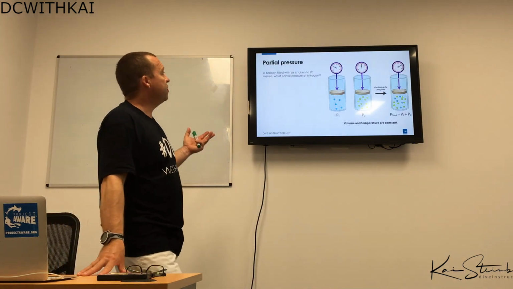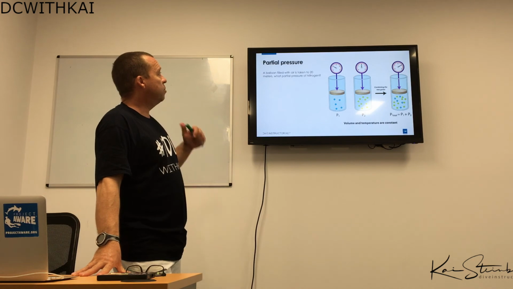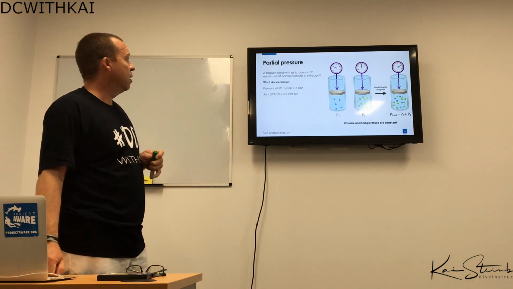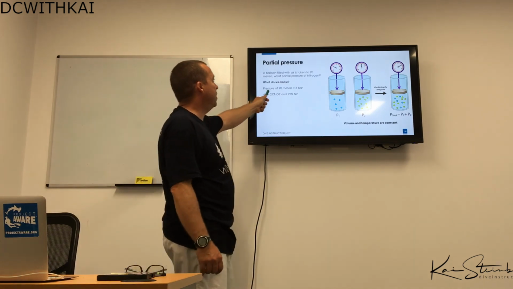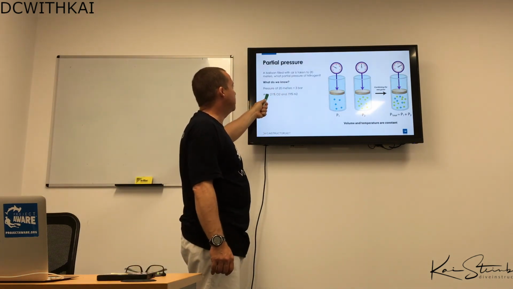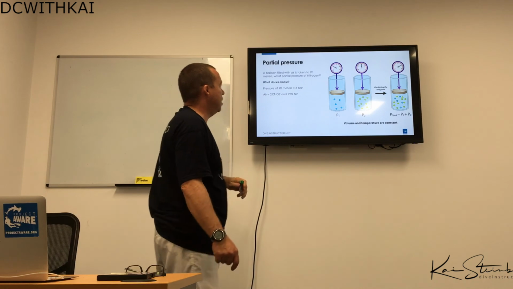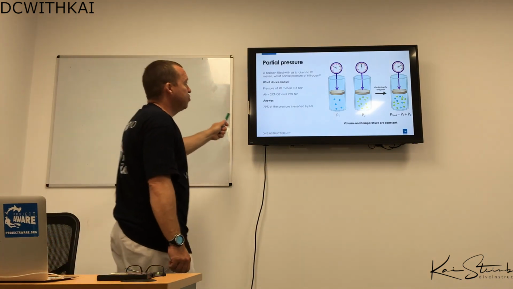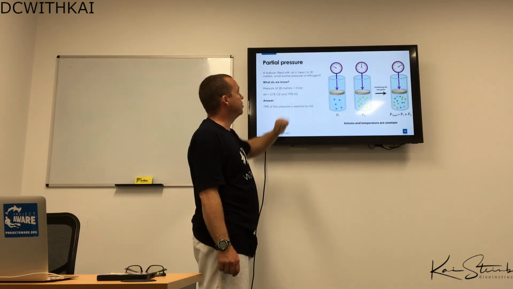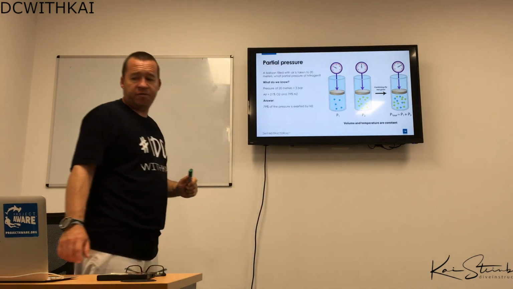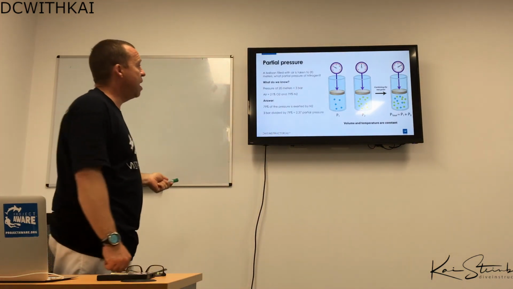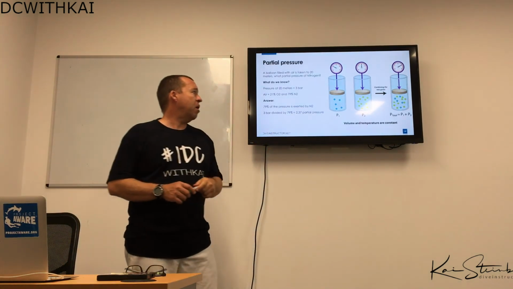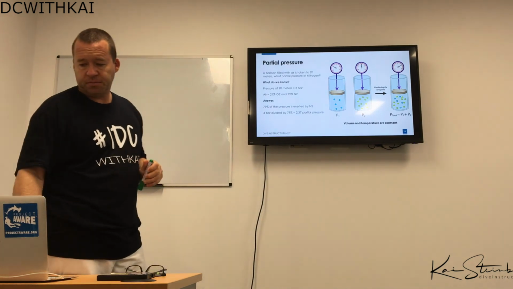A balloon filled with air is taken to 20 meters. What partial pressure of nitrogen? Well, we know pressure at 20 meters is 3 bar. Air is 21% oxygen and 79% nitrogen. 79% of the pressure is exerted by the nitrogen. So therefore, 79% of 3 bar is 2.37 bar of partial pressure of nitrogen.